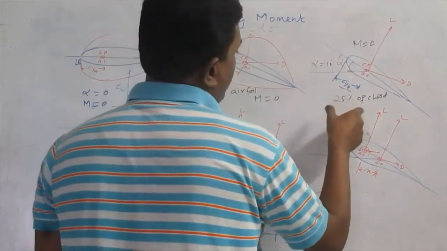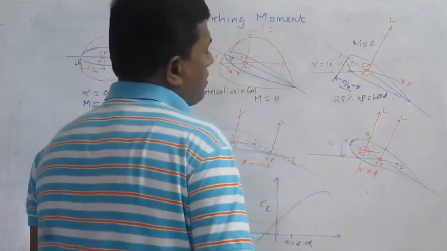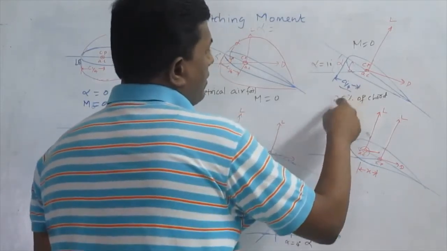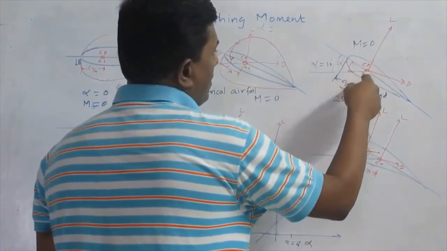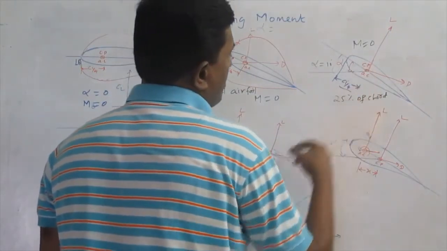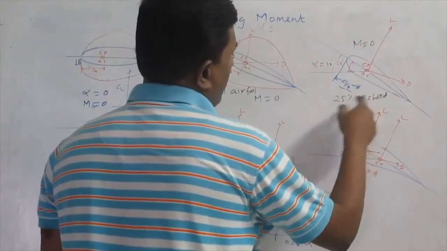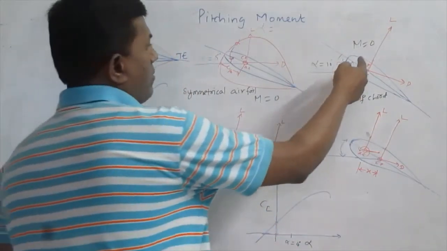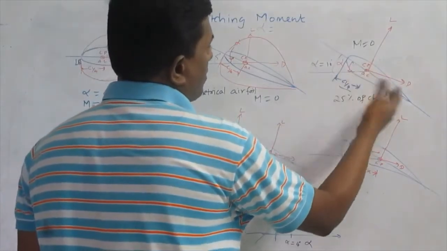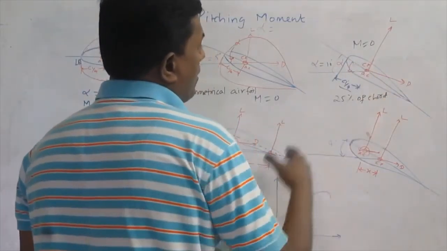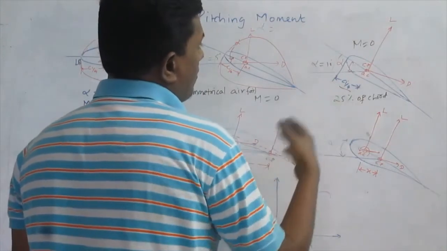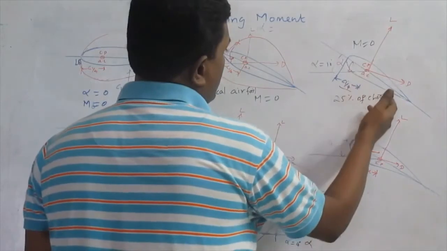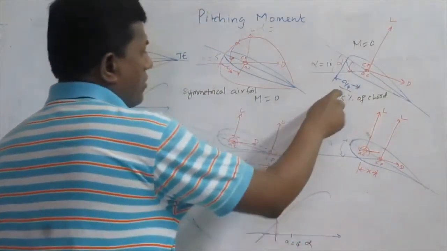Because of that, for thin aerofoils and low speed aerofoils, the aerodynamic center and the center of pressure are fixed at 25% of the chord, nothing but the quarter chord point. This has been verified from experiments as well as from theoretical calculation. Both are lying at this 25% of the chord.